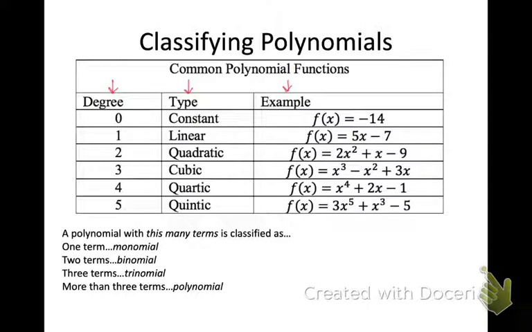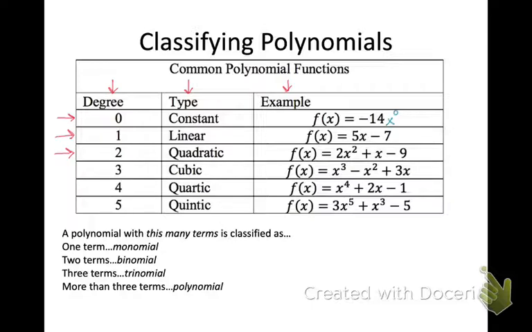So our first polynomial is degree 0, and it's a constant. So notice the example is f of x equals negative 14. You don't see a variable term because technically that term would be to the 0 power, which simplifies to 1. Then degree 1 is a linear function. You're very familiar with those. F of x equals 5x minus 7.